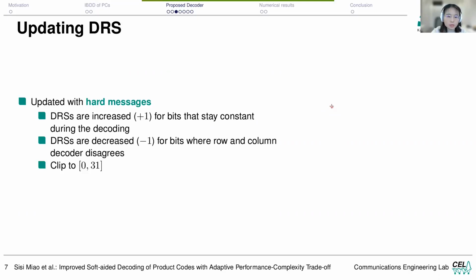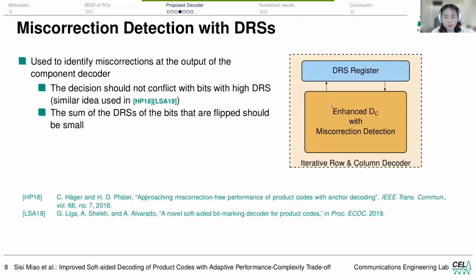It is based on the observation that if we have a bit that the row and column decoders disagree upon, it is very likely to be erroneous. So what we do is we increase the DRS by 1 if a bit stays constant during one iteration, and we decrease it by 1 if it gets flipped during the decoding. And the values are clipped to 0 and 31, so it doesn't overflow. And we can use it to aid the hard decision decoder as depicted here.